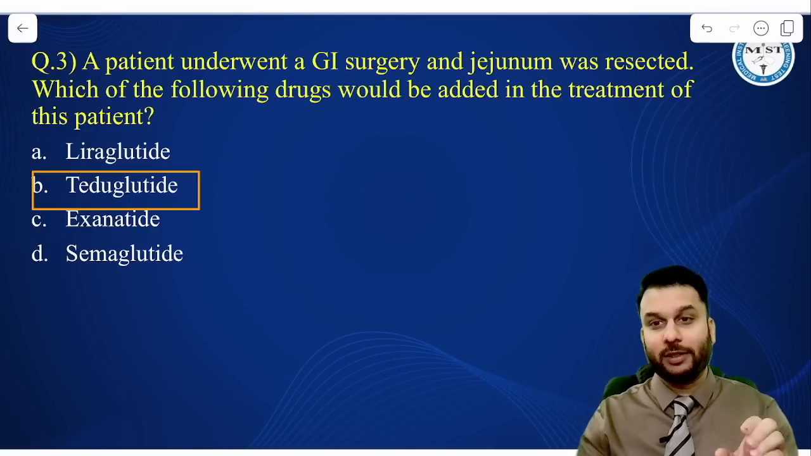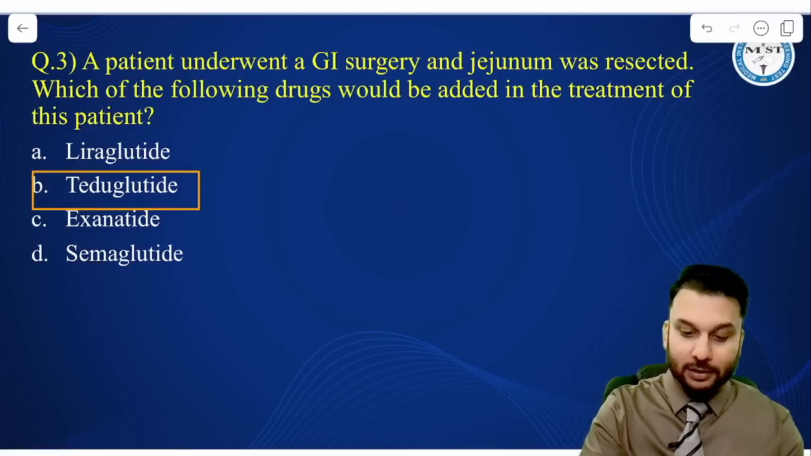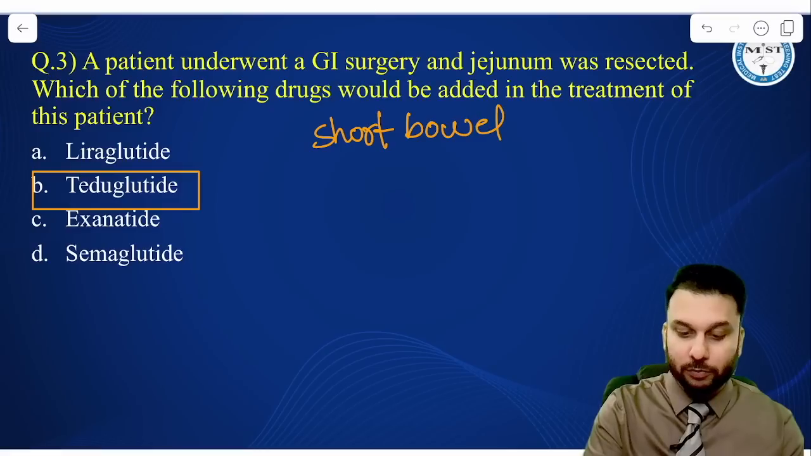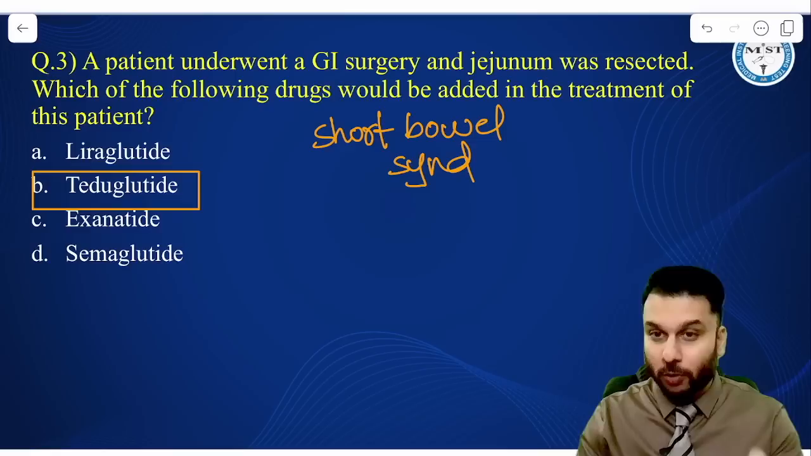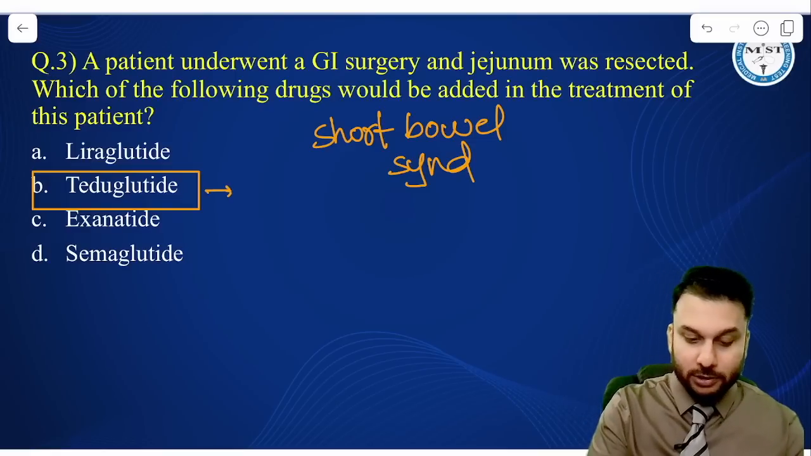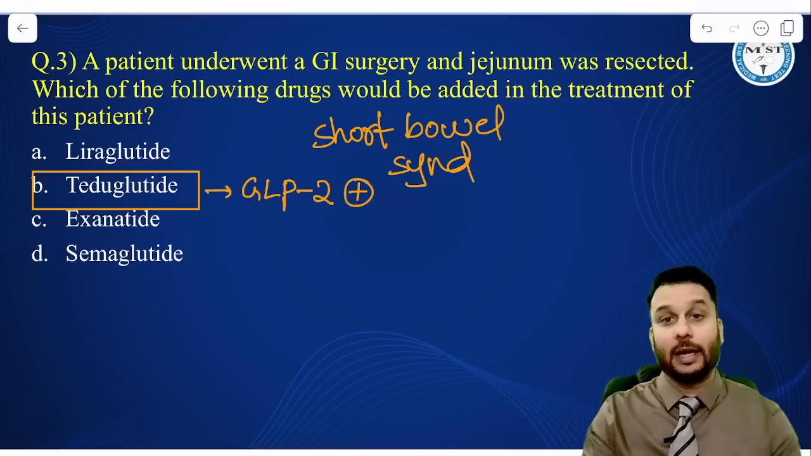Yes. So that means the person's bowel must have become short. So this is a classical case of what we call short bowel syndrome. Short bowel syndrome. Are you understanding that? And for short bowel syndrome, we use these drugs called GLP-2 analogs, GLP-2 agonists or analogs.